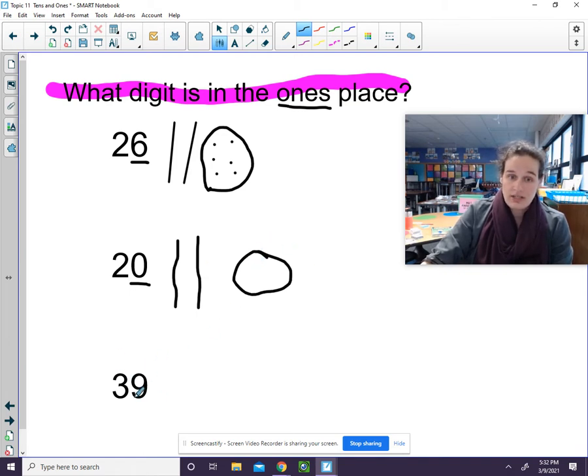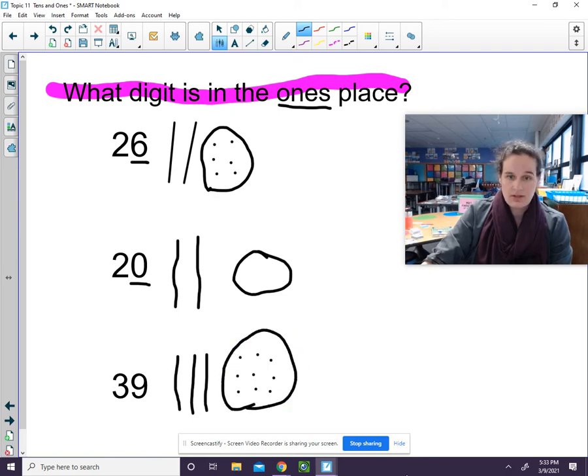Okay, let's try 39. Three tens. Six, seven, eight, nine ones. Okay, so what number is in the ones place? Well, look, these are the tens. These are the ones. These are in the ones place. So that's the nine. The nine is in the ones.